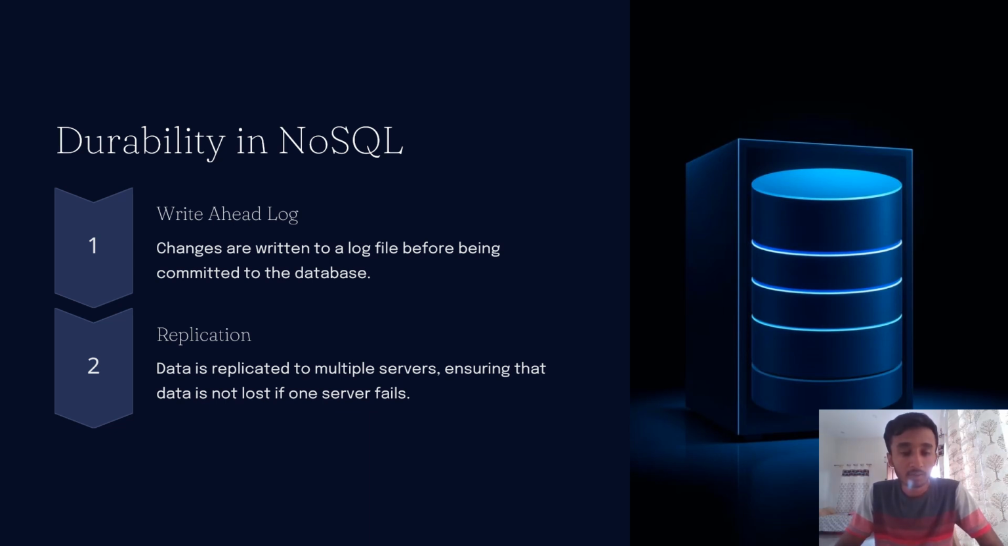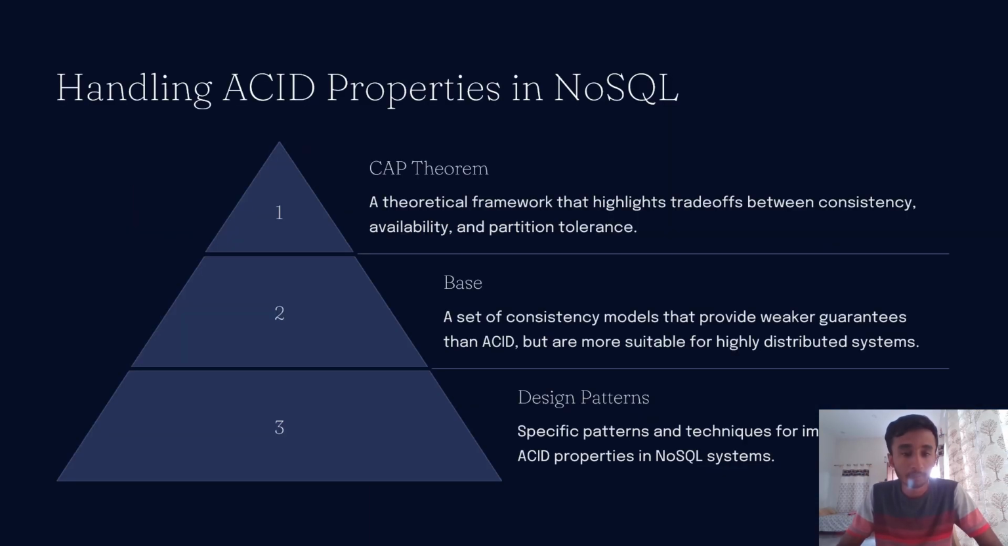Replication means the data is replicated to multiple servers, ensuring that data is not lost if one server fails. It usually uses a replication configuration where the data is stored at multiple locations, so even if a single location or multiple locations fail, the data can be retrieved. Handling ACID properties in NoSQL.